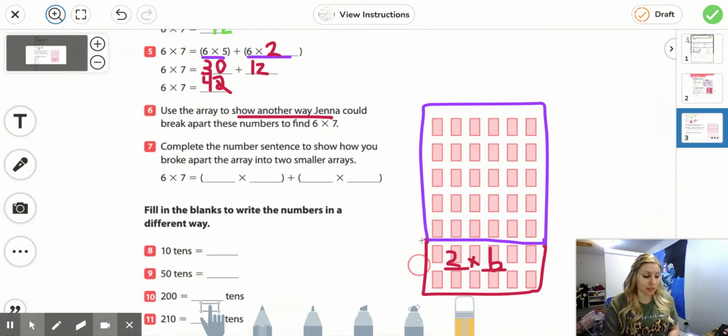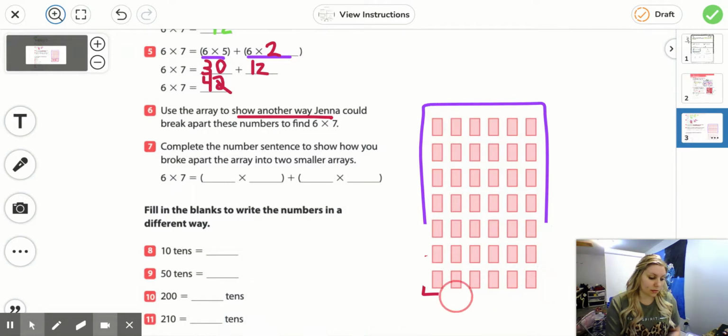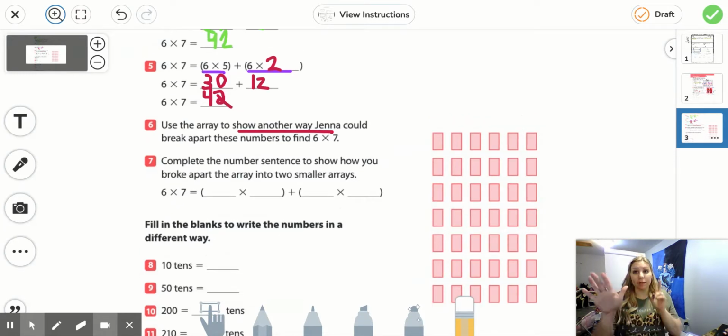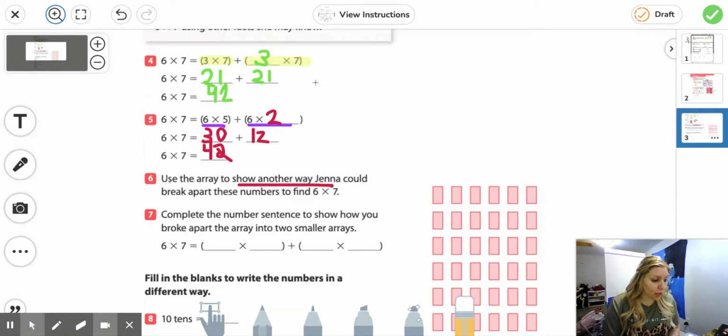So again, I'm going to erase this. It's kind of a good thing this is on Seesaw, otherwise our paper would break with all this erasing, wouldn't it? All right. So now it wants us to show another way. I've shown breaking apart 7 to be 5 and 2. I've shown breaking apart 6 to be 3 and 3. What if I break apart 6 another way? What's another way I could break apart 6 to make it really easy?